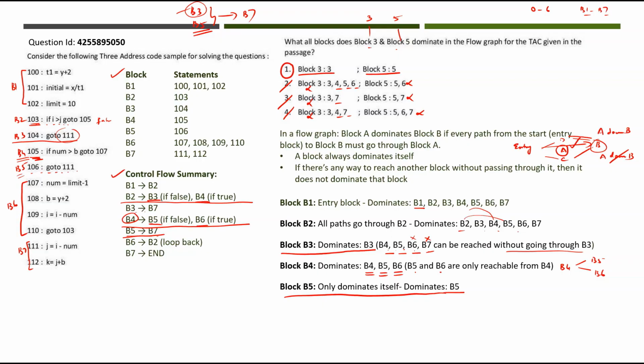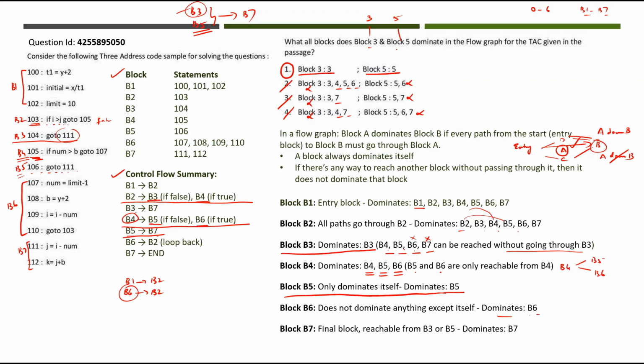Now let's check block 6 and block 7. Block 6 does not dominate anything except itself, because from block 6 we are going to block 2. Is there any other way to reach block 2? Yes, from B1 also you can reach block 2. This is not the only way. So B6 will dominate only B6 here.